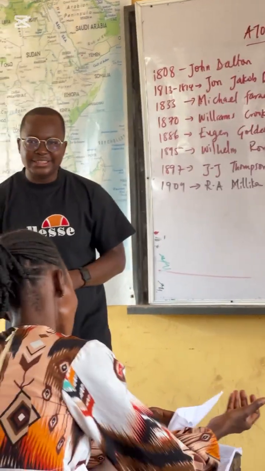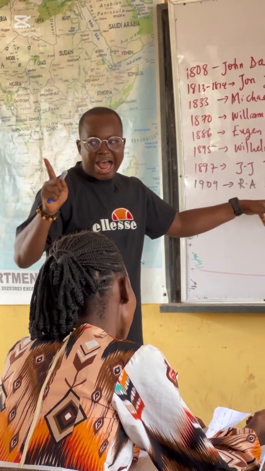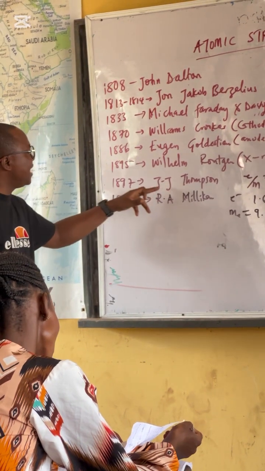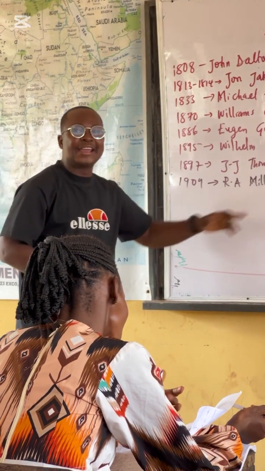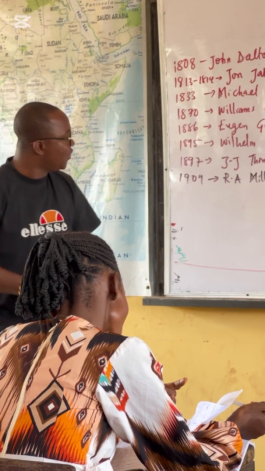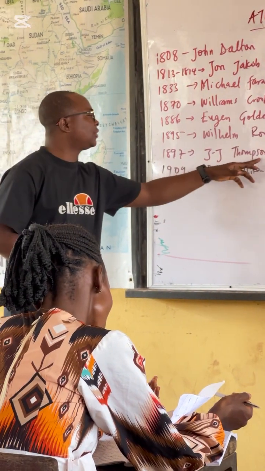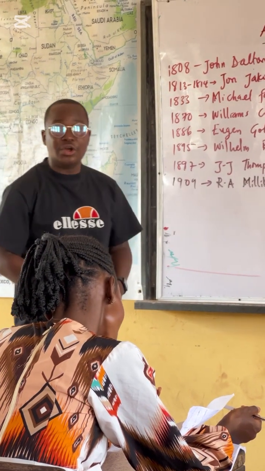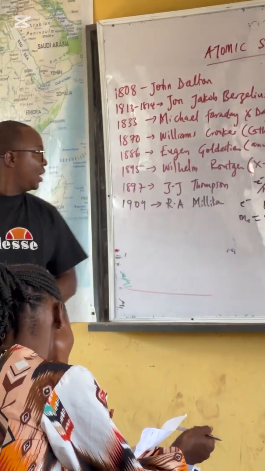The advantage of R.A. Millikan's experiment over J.J. Thomson's experiment is that R.A. Millikan gave the separate value for the charge of the electron. However, J.J. Thomson was unable to give the separate value for the charge of the electron. He only gave us the charge to mass ratio.